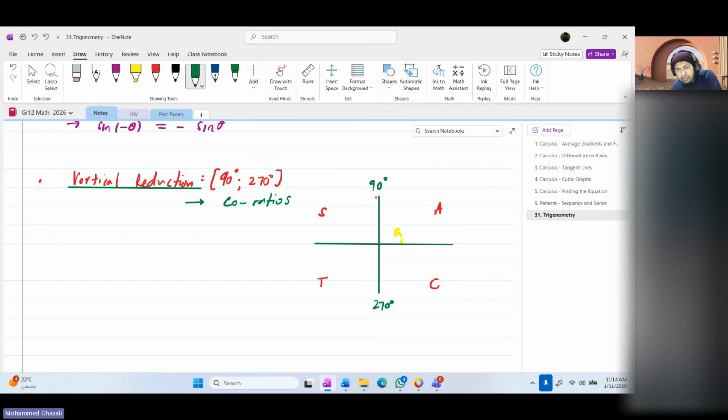So if you're going forward past 90, that's 90 plus theta. If you go before 90, that's 90 minus theta, right? There's no 180 and 360 now. I took them out because I'm using a different rule. So before 270 is 270 minus theta, and after 270 is 270 plus theta.